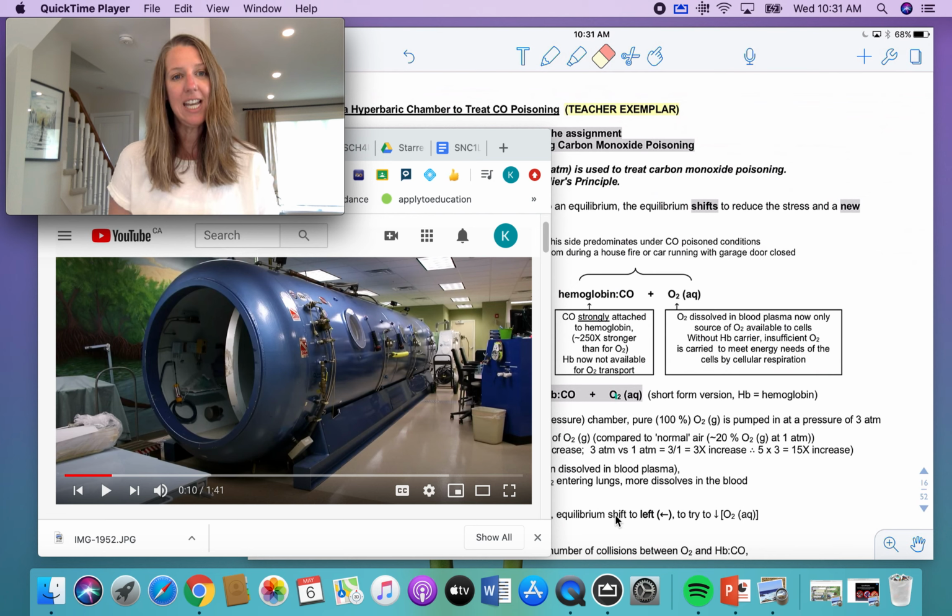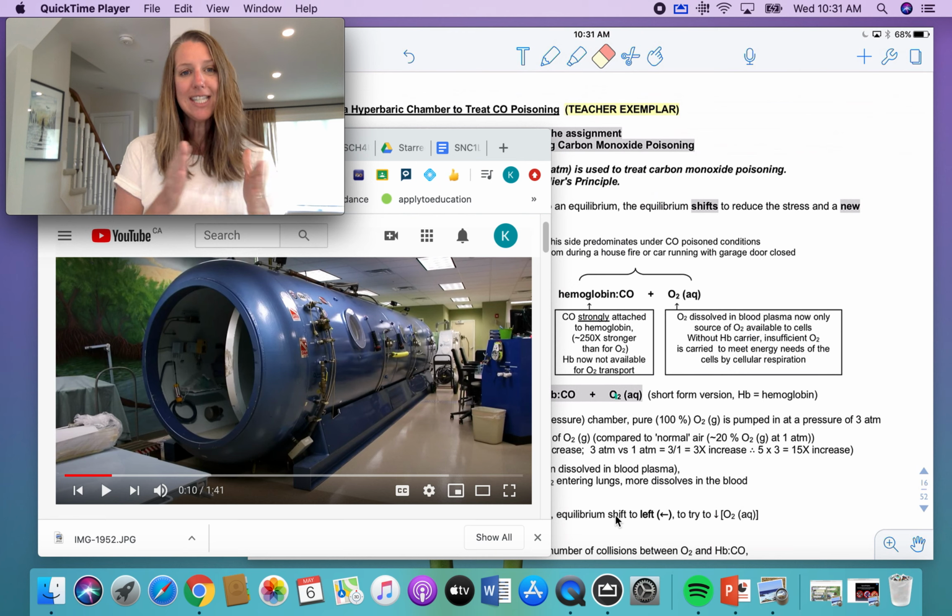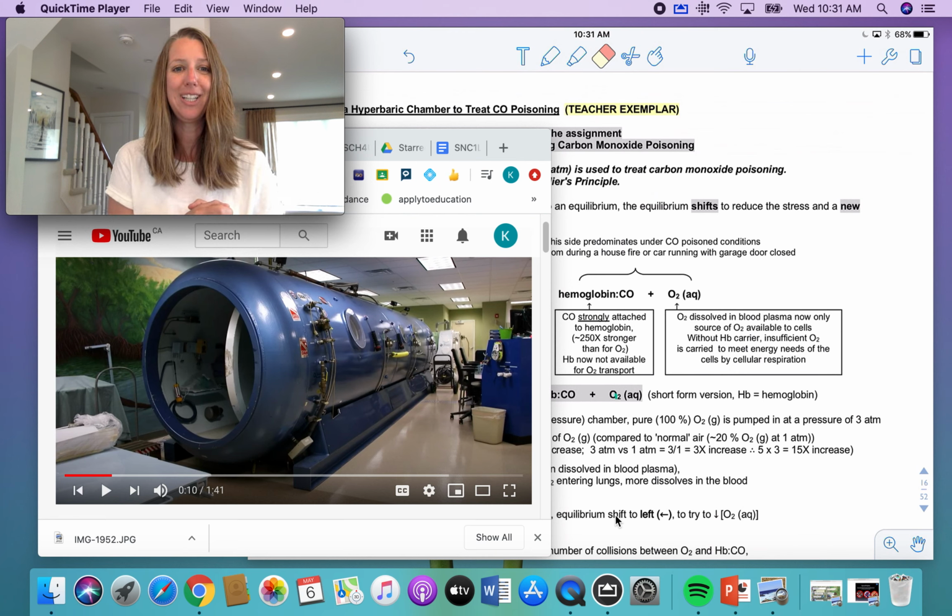So we have already explained one application of Le Chatelier's principle. Do you remember what that one was? To produce fertilizer? That was the Haber process, okay? Here's the second major application of Le Chatelier's principle, so chemistry in real life, and this is one that I bet you've heard of before. What if you get carbon monoxide poisoning? How do scientists and doctors treat you?